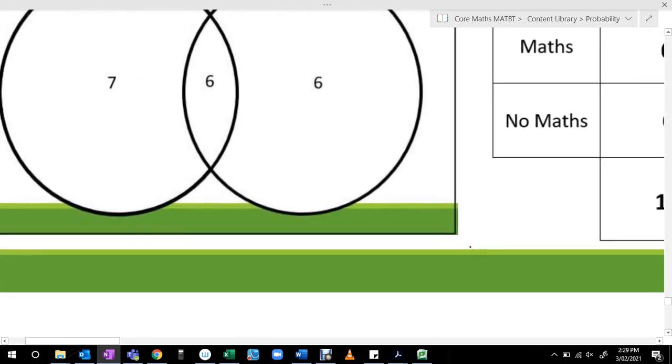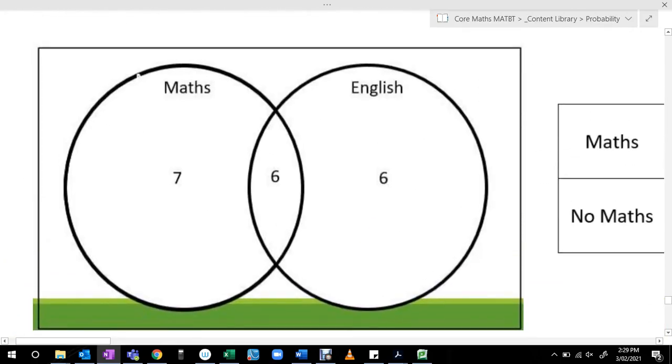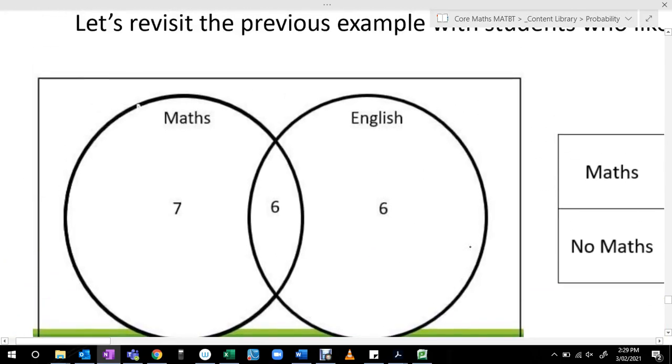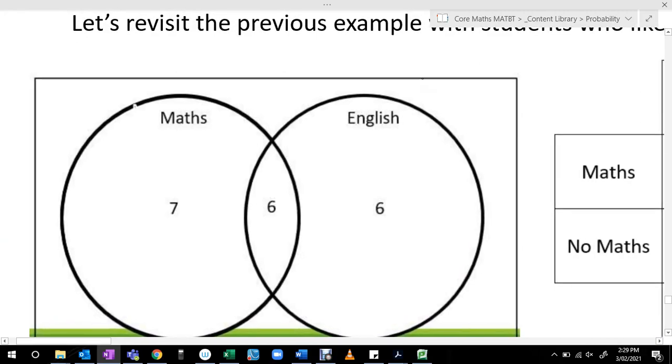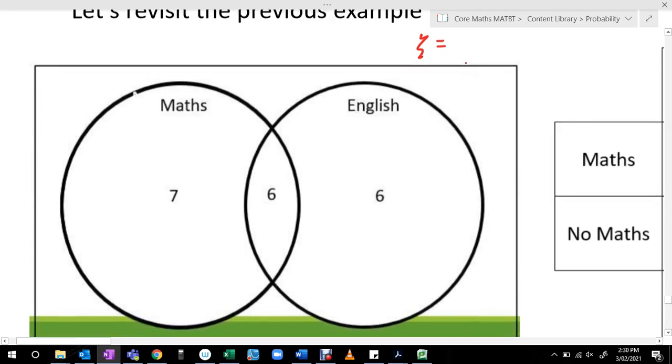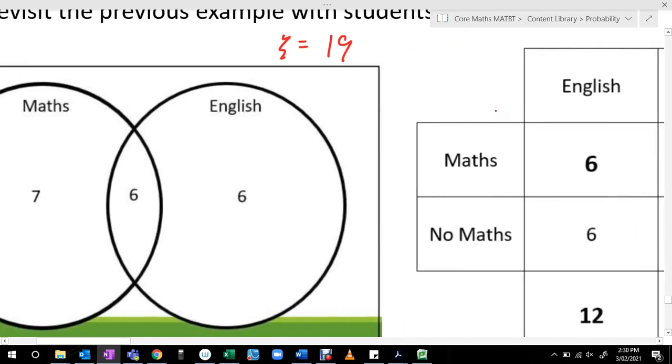So for example here, you've got the numbers for maths, English, and what they all like. Can anyone tell me what would the universal set for this be? Now it's not 3 numbers, now we're just going to add the numbers. Yeah, so what's the universal set here? 19. Good. 19. So 7 plus 6 plus 6 is 19. So all up, this should equal 19.